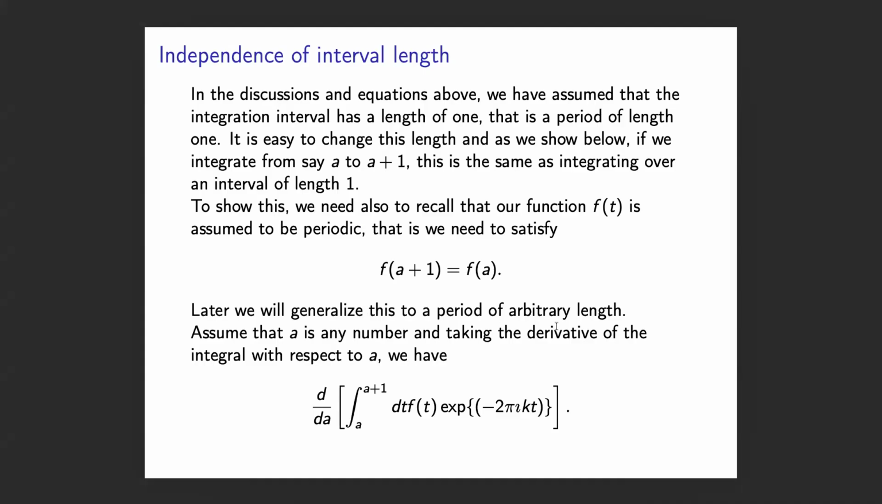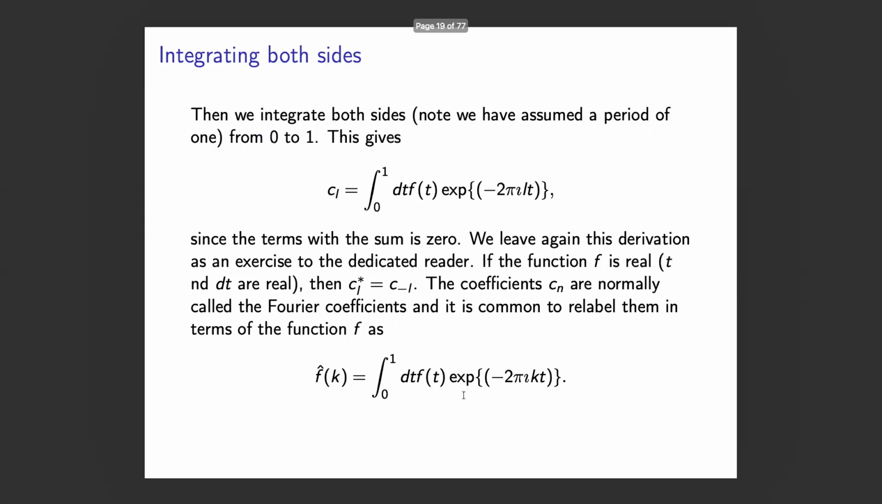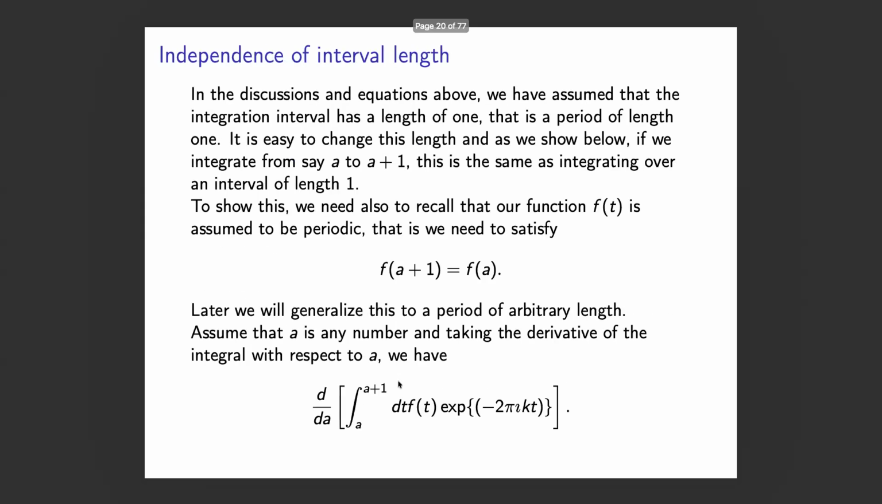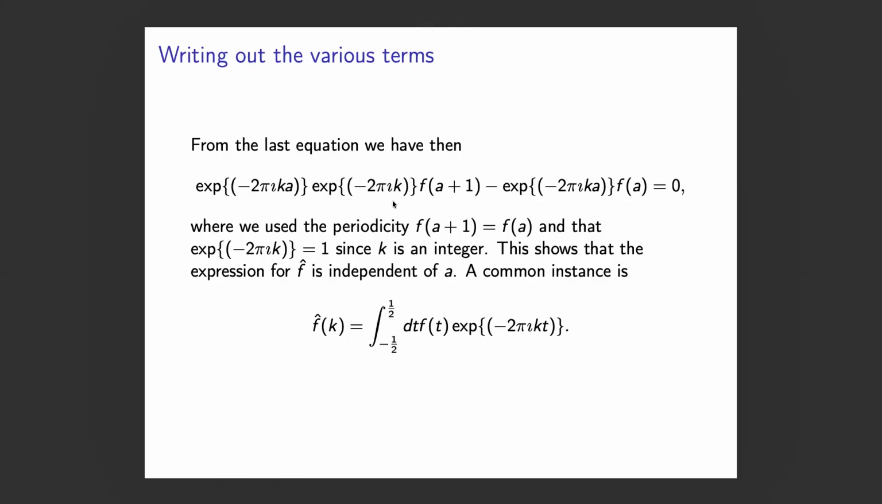And later you can generalize this to a period of arbitrary length. It's pretty easy to see this, because if you take the derivative of the previous function with respect to this variable a, instead of integrating from 0 to 1, you can now integrate from a to a plus 1. And if you use the periodicity and that the exponential of 2 pi i times k is equal to 1, since k is always an integer, that shows that the expression is actually independent of a.